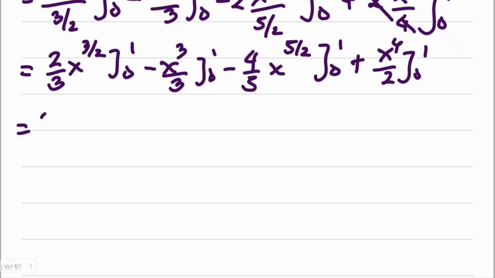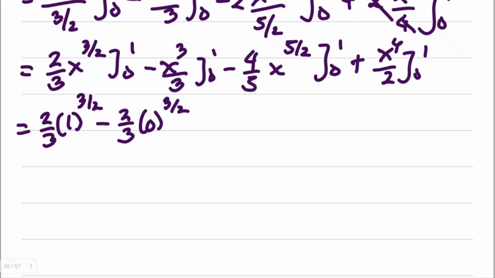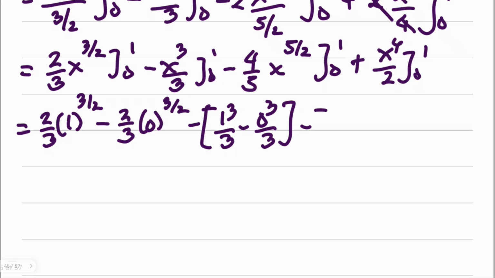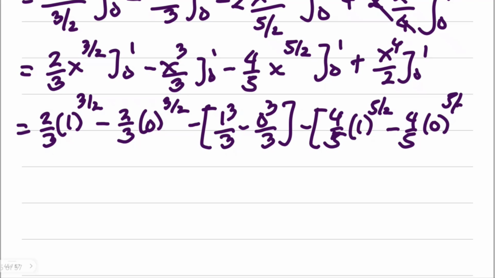You will have here 2/3 times 1 to the power of 3/2 minus 2/3 times 0 to the power of 3/2. That's for the first. Take note for the second term, it's negative, so grouping symbol. You will have here 1 cubed over 3 minus 0 cubed over 3. Next, still negative, so grouping symbol. 4/5 times 1 to the power of 5/2 minus 4/5 times 0 to the power of 5/2, and plus, you may not need grouping symbol because this is plus, you have here 1 to the power of 4 over 2 minus 0 to the power of 4 over 2.